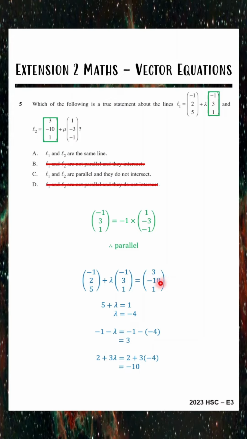So therefore, this tells me that when lambda is -4, this line goes through the point 3, -10, 1. And because this line is going through a point that this line is going through, and they're both parallel, logically they must be the same line. And that's the answer.